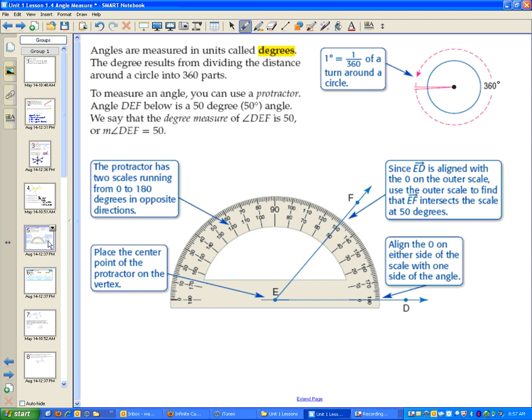All right, we all have a protractor. Your protractor is measured in degrees.